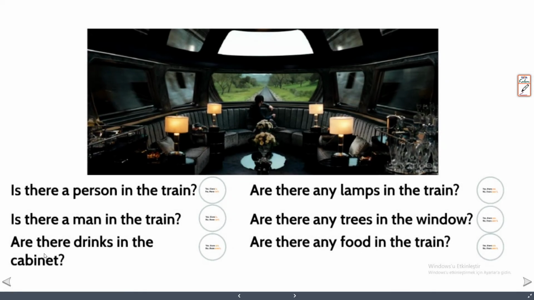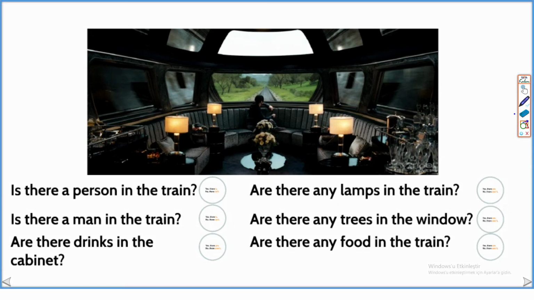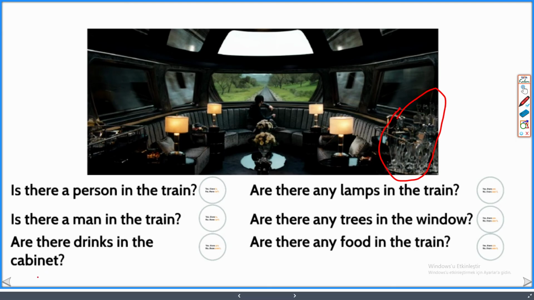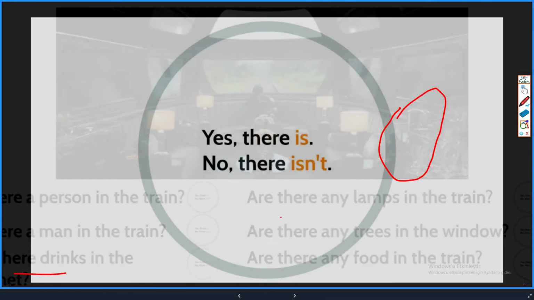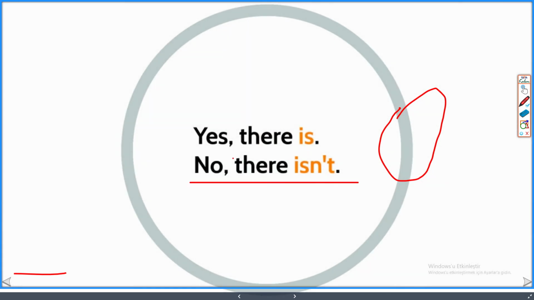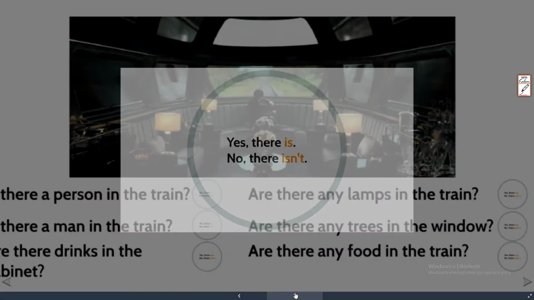And are there drinks in the cabin? Yes, as you see, we have drinks. Lots of drinks in our cabin. And the answer is yes, there is, or no, there isn't, but we use "yes, there are" for that question.